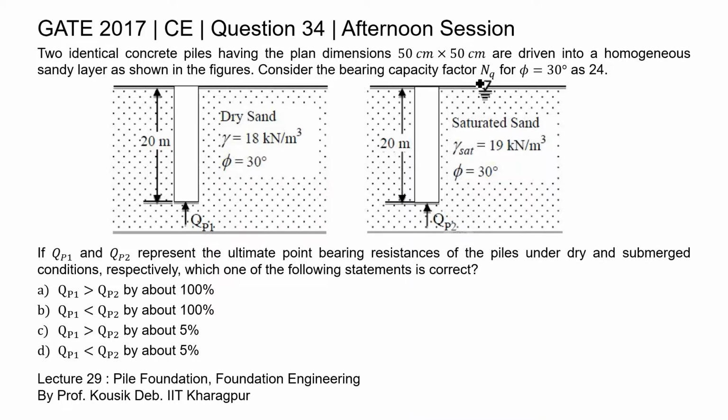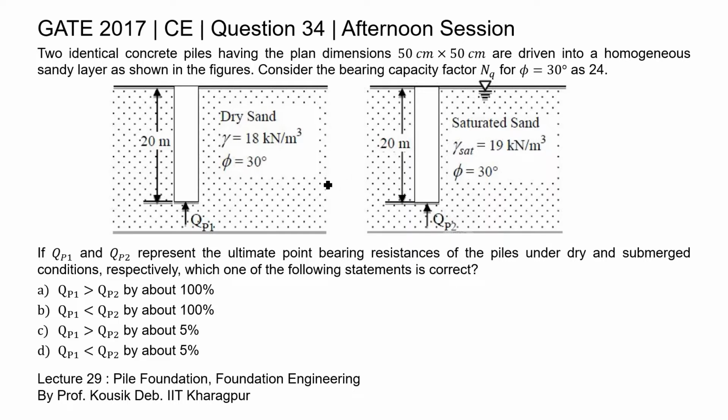Consider the bearing capacity factor Nq for phi equal to 30 degrees as 24. If Qp1 and Qp2 represent the ultimate point bearing resistance of the pile under dry and submerged conditions respectively, which one of the following statements is correct?